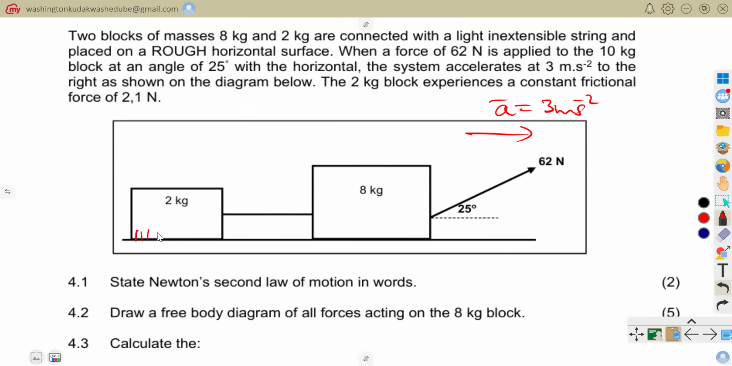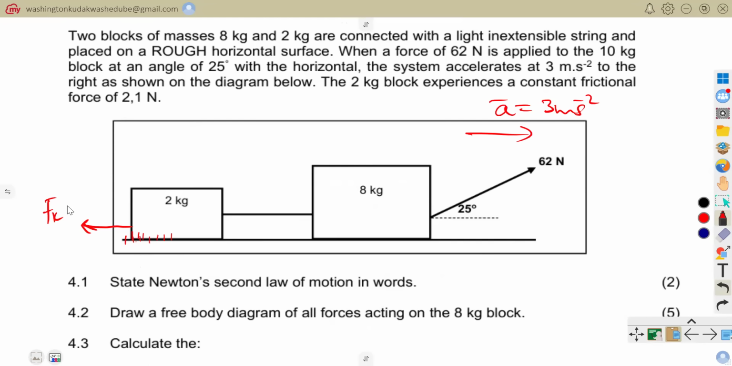They are saying that this object experiences a frictional force in that direction. That frictional force can be the kinetic frictional force, which is equivalent to 2.1 newtons. Now they're saying, state Newton's second law of motion in words. This is where you would come and say, I would have wanted to represent that frictional force. I know that it acts, so that frictional force goes on that side.